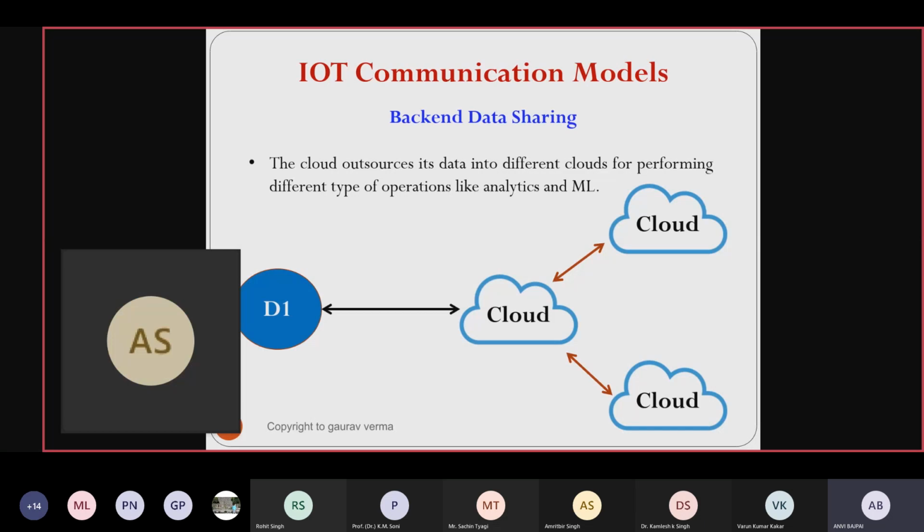So this sharing of data from one cloud to another cloud, for the purpose of some advanced processing or for storage purposes, is termed the backend data sharing model. It is cloud to cloud communication, where one cloud is sharing the data with the other cloud.